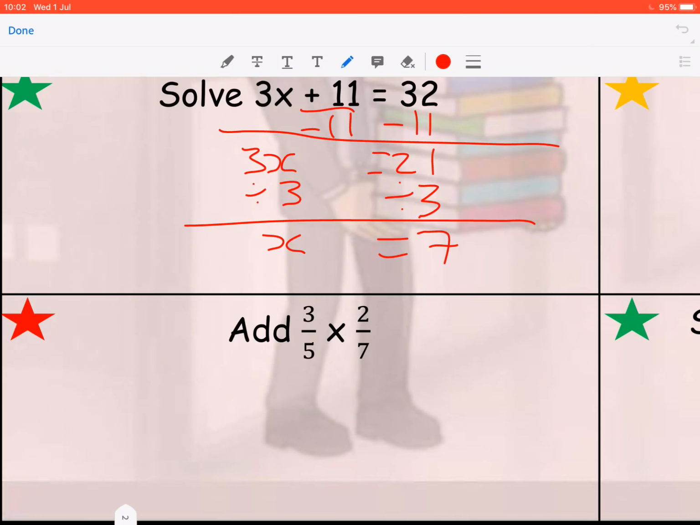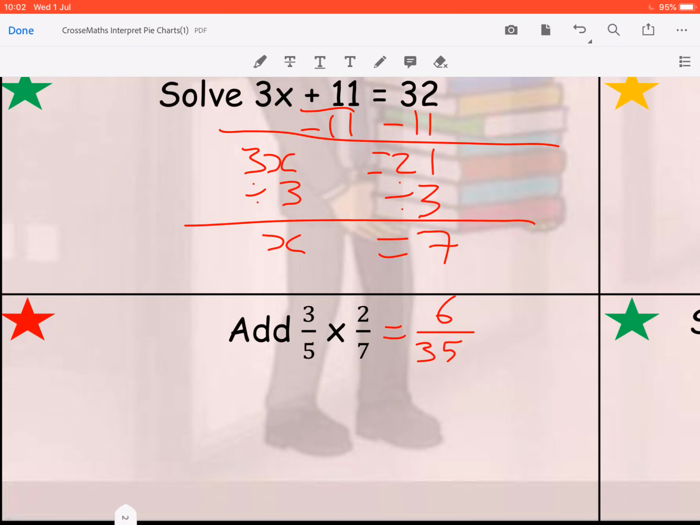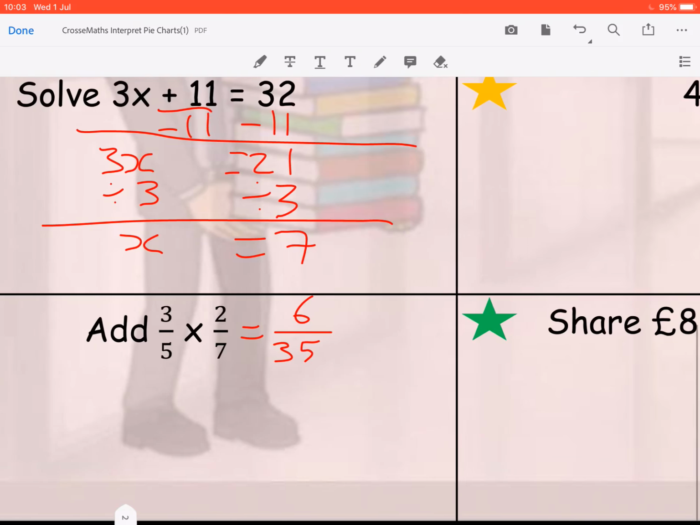Then I got 3 over 5 times 2 over 7. You just multiply the top, multiply the bottom. 3 times 2 is 6. 5 times 7 is 35. That won't simplify because the biggest thing that goes into 35 and 6 is the number 1. So it can't get any smaller.